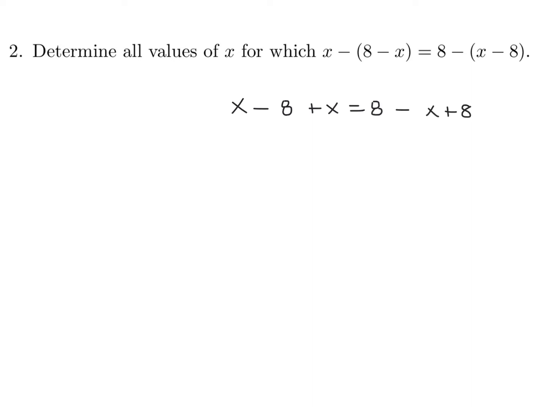Right? So bring everything to one side, and that becomes 2x plus x. This becomes 16 plus 8. 3x, therefore, is equal to 24. Divide through by 3, and x is equal to 8.